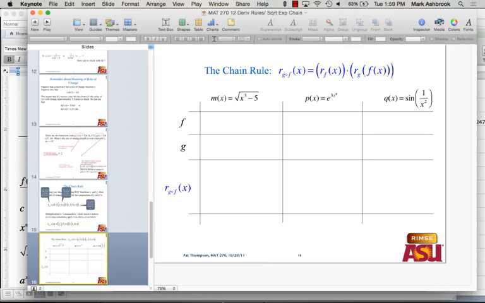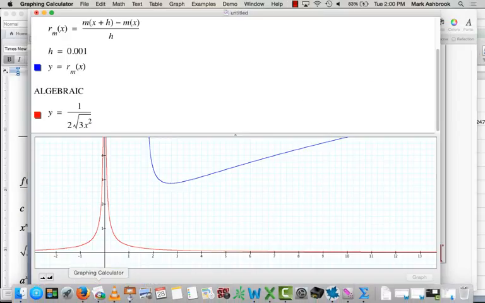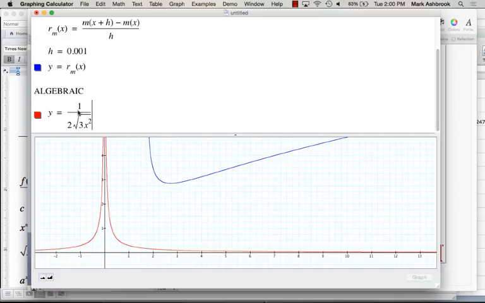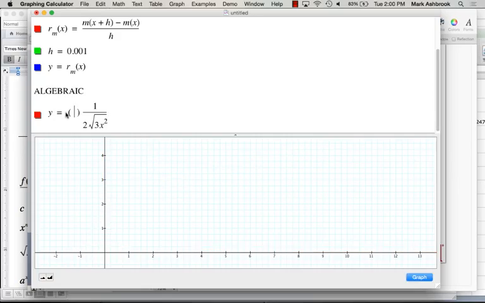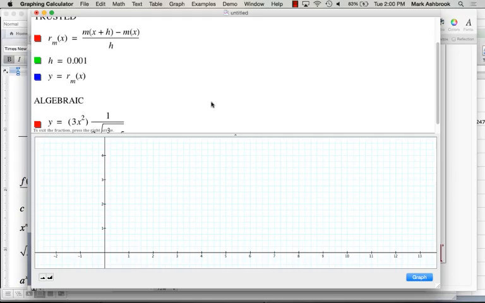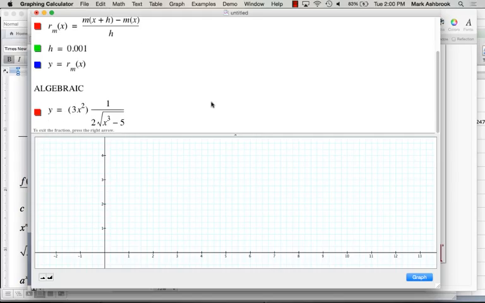So let's try that one now. So what do we have? 3x squared times 1 over 2 x cubed minus 5, is that right? All right, so now if we did the algebra right, we know the blue one's going to be right. If we did the algebra right, then the red one should fall right on top of it.